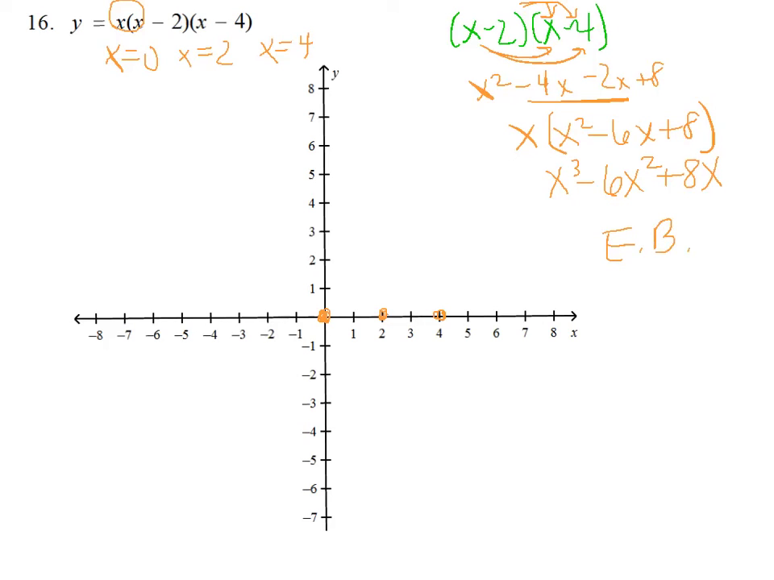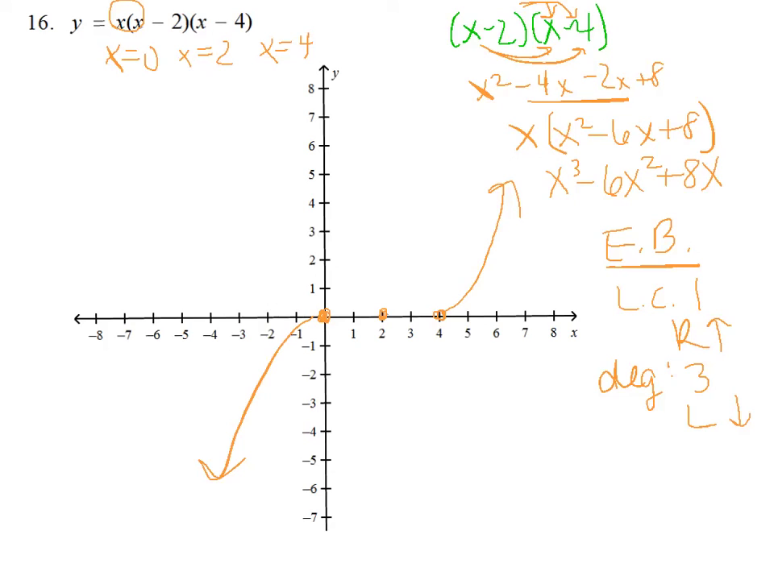Now I can look at my end behavior. My lead coefficient is 1, which is positive, which tells me right up. My degree is 3, which is odd, so I need to go left down because I need to do the opposite of whatever my right side was doing. So my right side, I'm going to go up. My left side, I'm going to go down. My multiplicities are all 1 on my equation, so I just kind of connect my dots like that with this little swoopy thing in the middle. All right, so that's it.